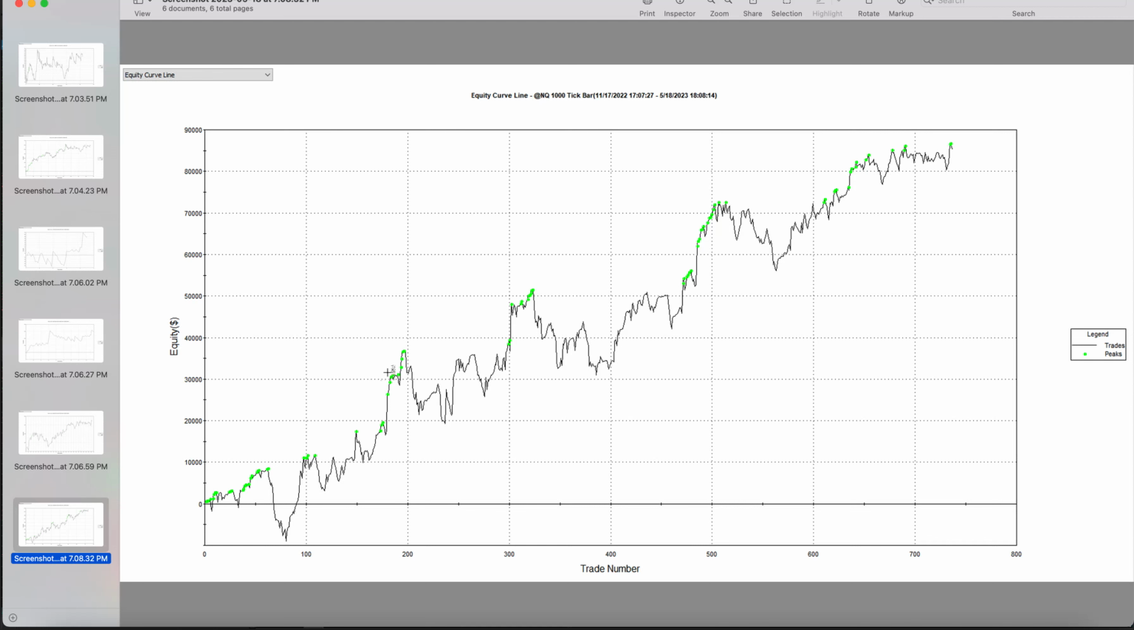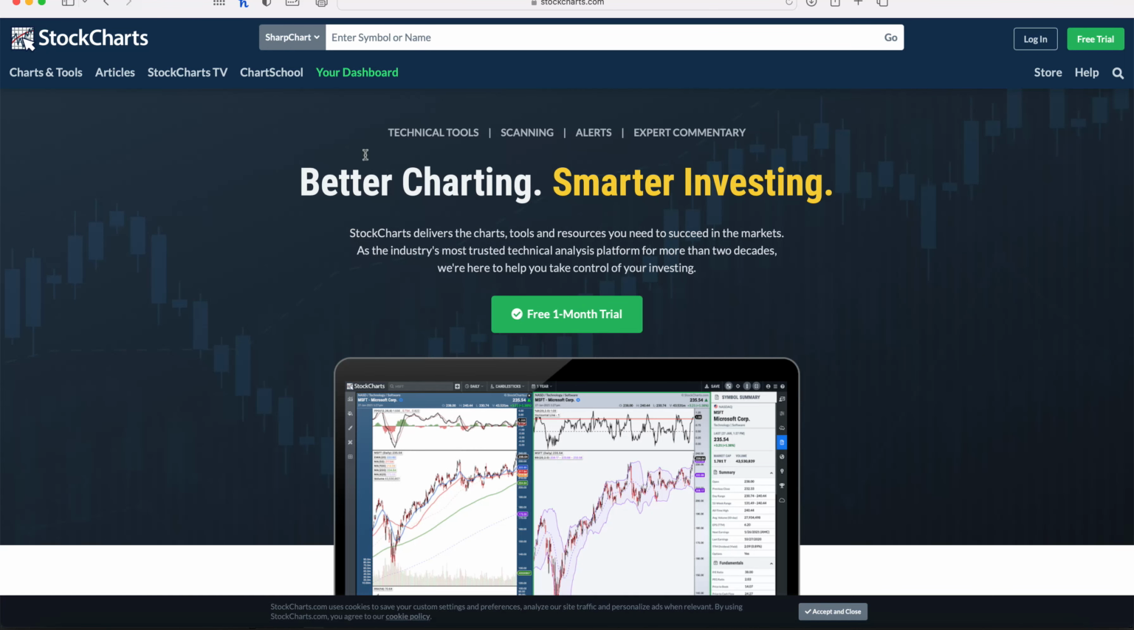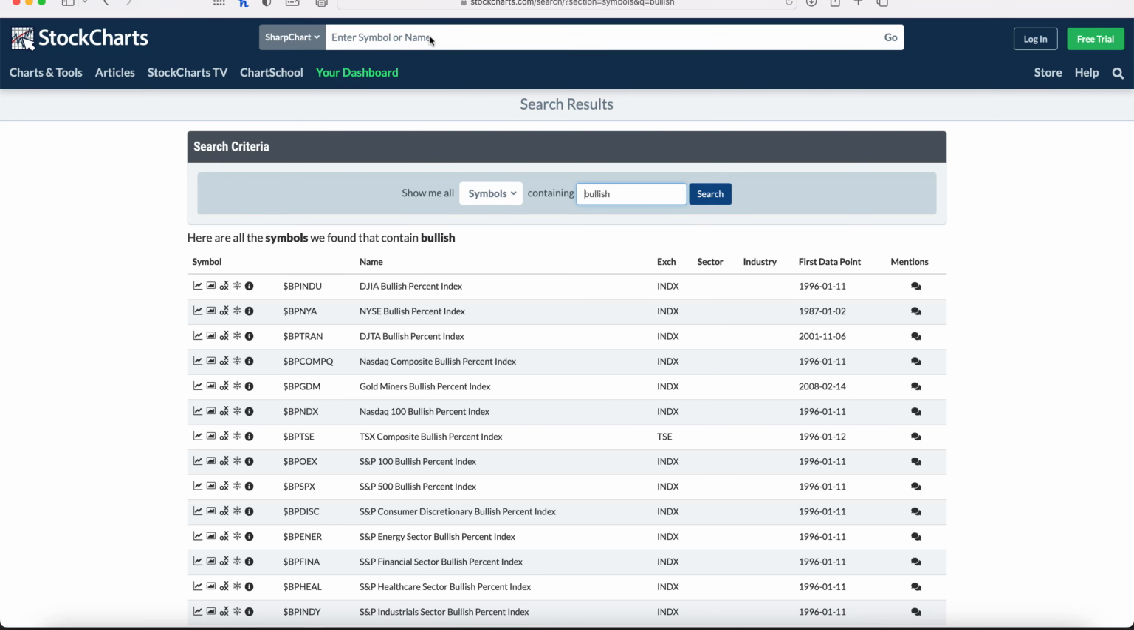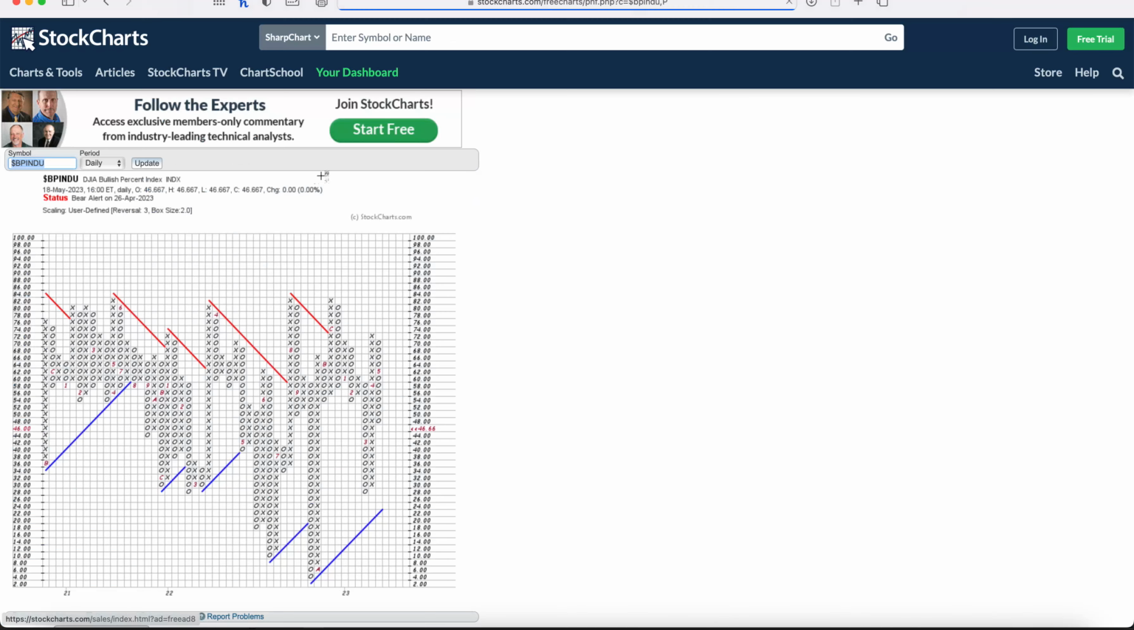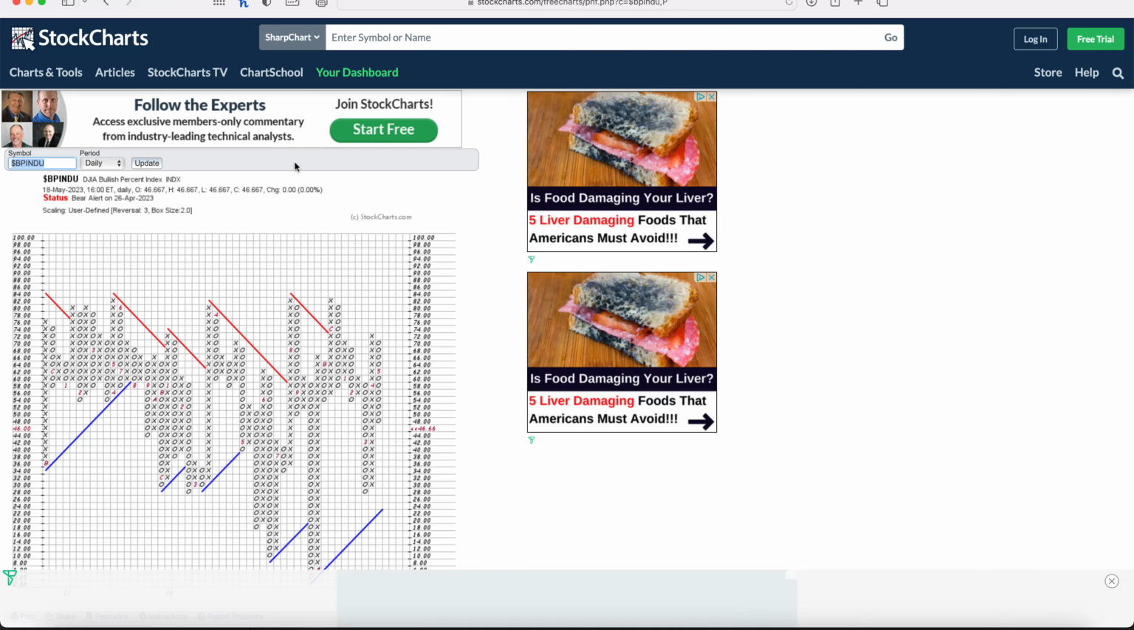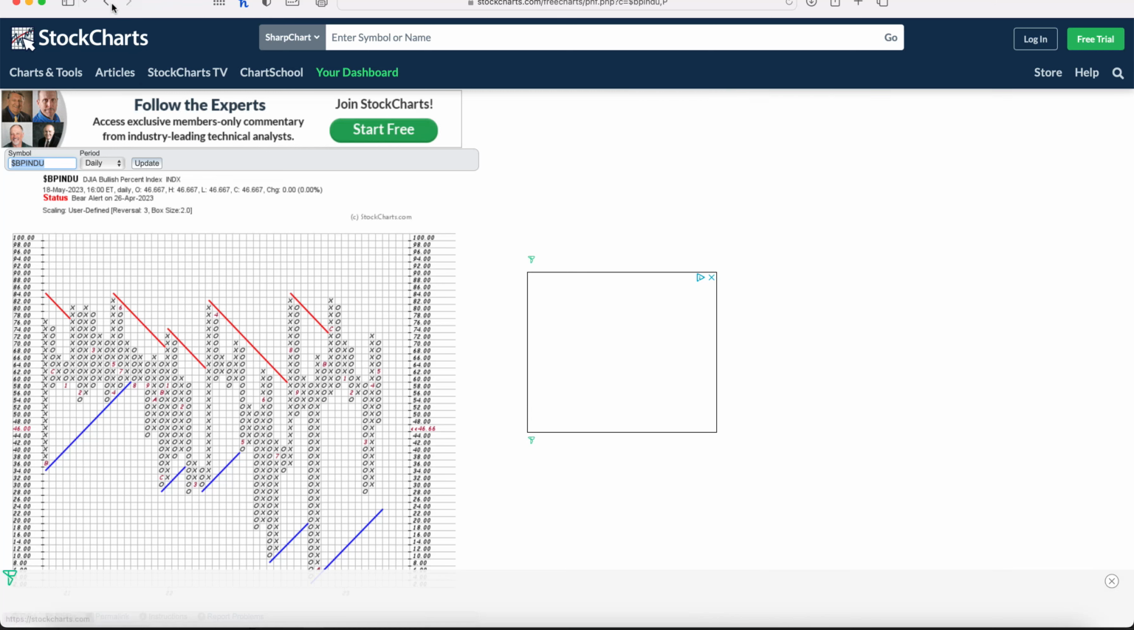All right, so that's that, and then let's actually go to stockcharts.com and look at the bullish percent indexes, because I said I'm going backwards. This is a measure of basically bullishness in the market, or the lack thereof. The Dow Jones Industrial bullish percent index didn't move today. So right now, 46.66% of the stocks in the Dow, which there's only 30 of them, are on a buy signal, as far as what a point and figure chart looks like.